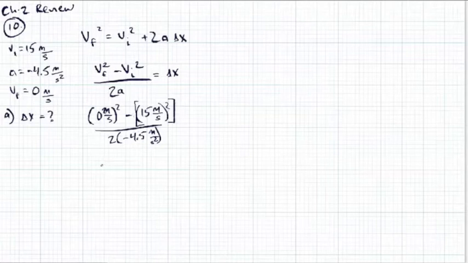So that will wind up being 0, that's easy, minus 225. Actually, I can just keep the units out for now. I don't want to square units because they'll all eventually go away. But minus 225 over 2 times negative 4.5, which is negative 9. And that should give us an answer of 25 meters.